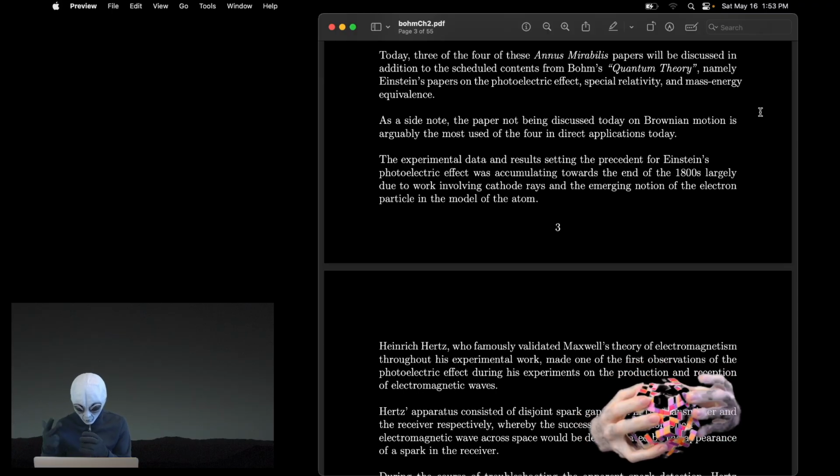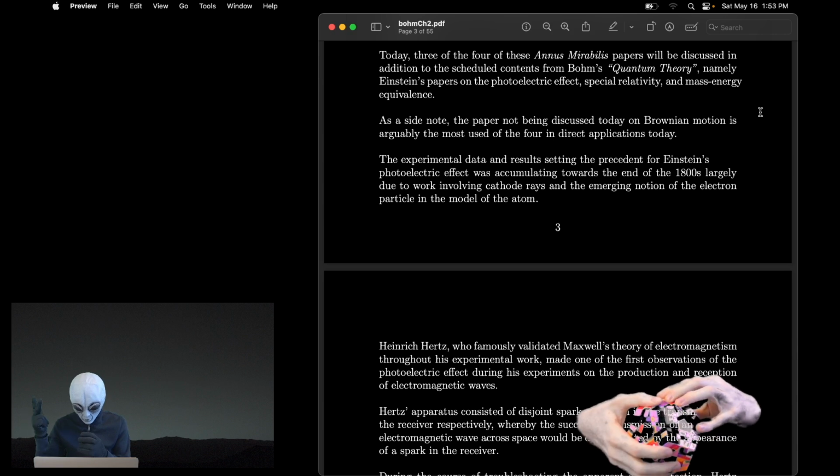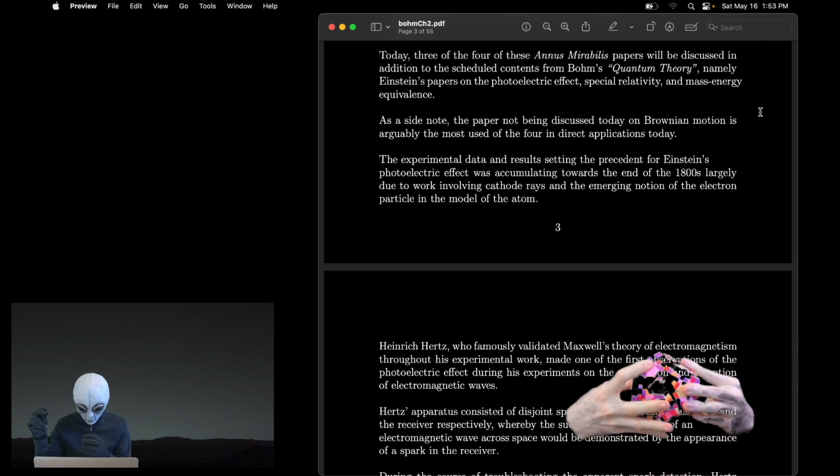As a side note, the paper not being discussed today, on Brownian motion, is arguably the most used of the four in direct applications today.